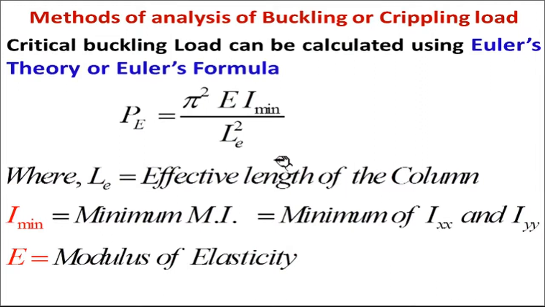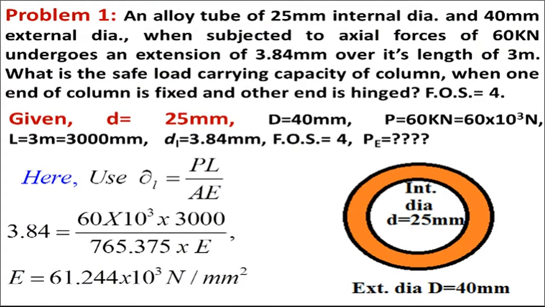So here is Euler's formula. Already you know that P is equal to pi square EI minimum upon L square. We are going to use this equation to solve the problems.